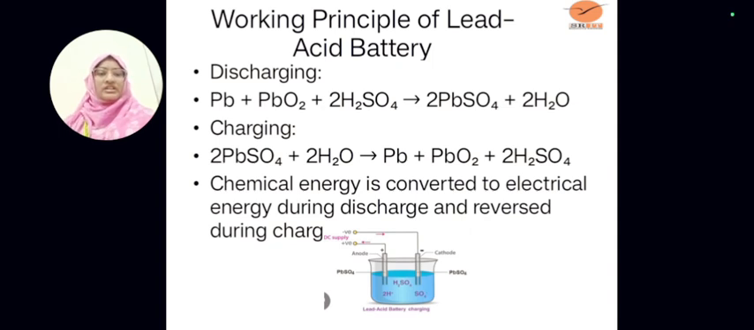Here the chemical energy is converted to electrical energy during discharge, and it is reversed, that is, electrical energy is converted into chemical energy while charging. In the figure you clearly observe the working principle, the charging reaction of lead acid battery. Here the cathode and anode are PbSO4. Here the electrolyte used is H2SO4.